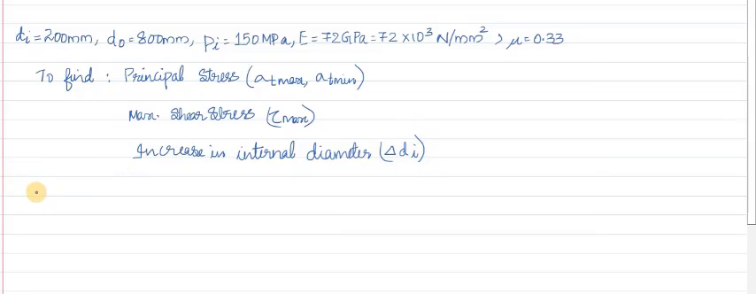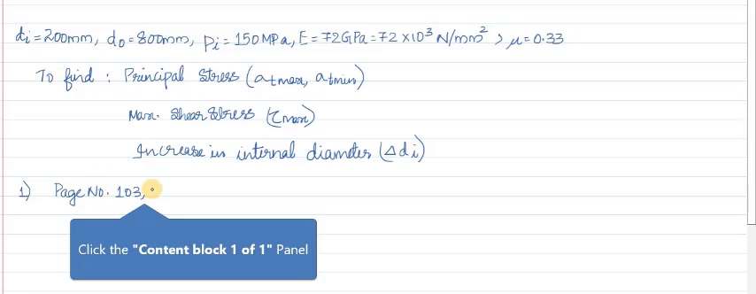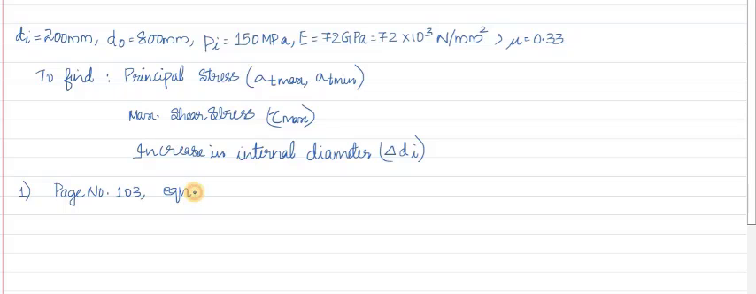Now we can find these formulas from the data book. First one is the principal stress. To find the formula for principal stress, we can go to the data book, that is Mahadevan's data book, page number 103. The equation is equation number 7.118.